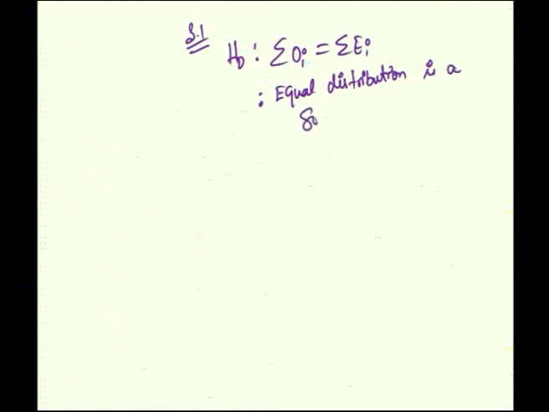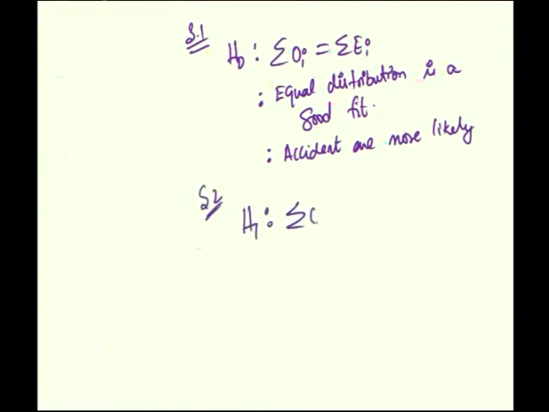Is a good fit, okay. According to the question, accidents are more likely, it means that they are equally distributed. Step 2 says that H1 is such that sigma OI is not equal to sigma EI, that is, we say that accidents are not likely.